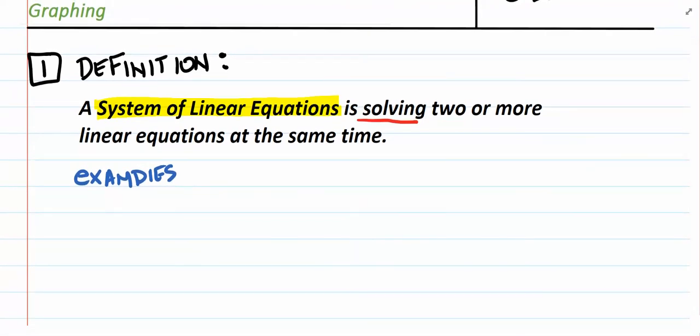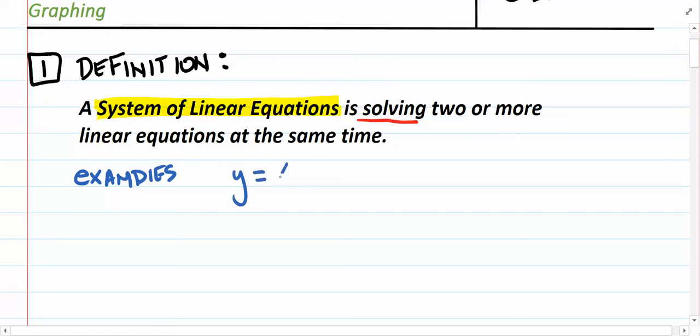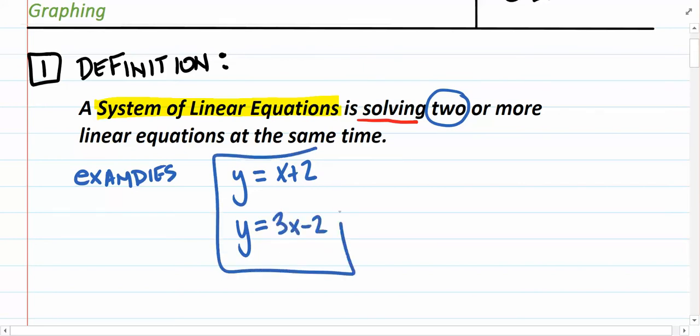So let me give you an example of what I mean by a system. This could be a system right here. I could give you y is equal to x plus 2. That's just a line. It's a linear equation. No big deal. That's one of them. But the definition says that we need 2 or more. So then I have to write another one. So let me give you another one. Y equals, how about 3x minus 2? So this right here, solving 2 or more together, this is what's called a system. It's when we solve 2 or more equations at the same time together.